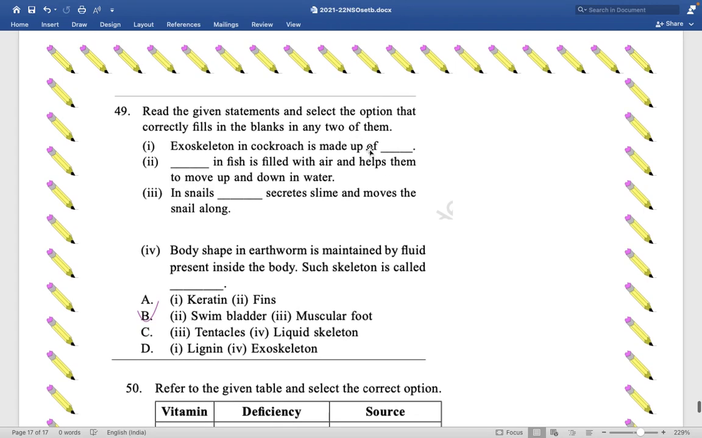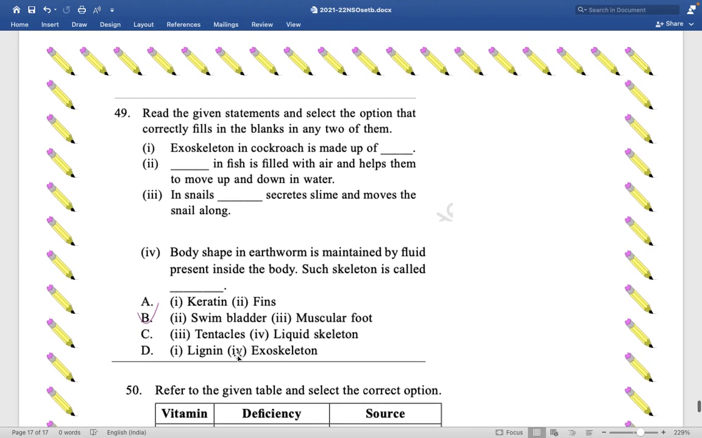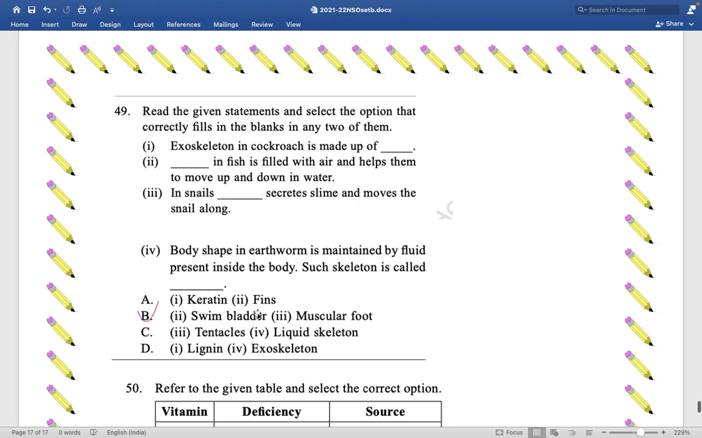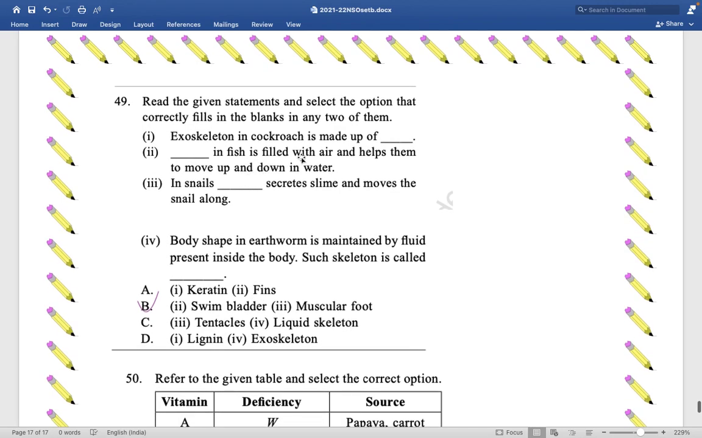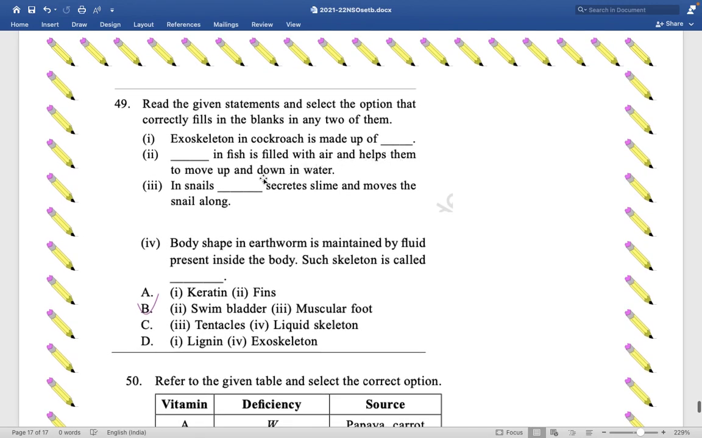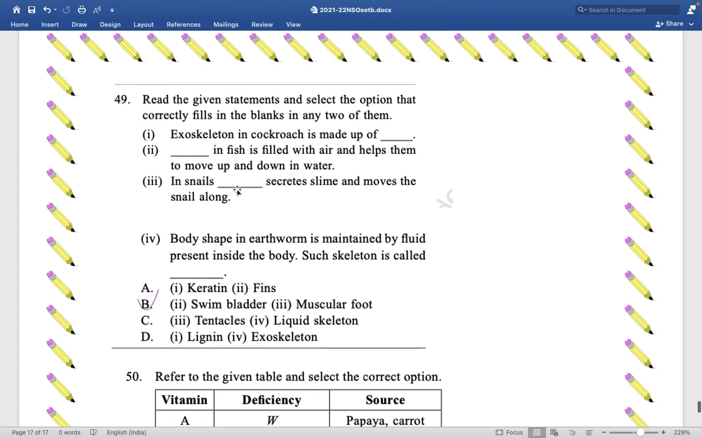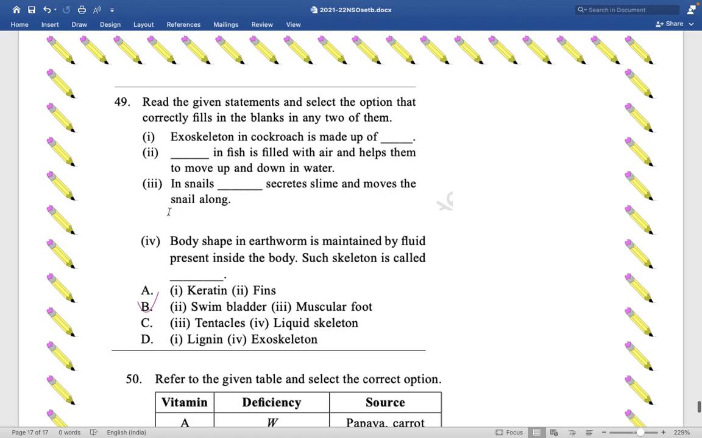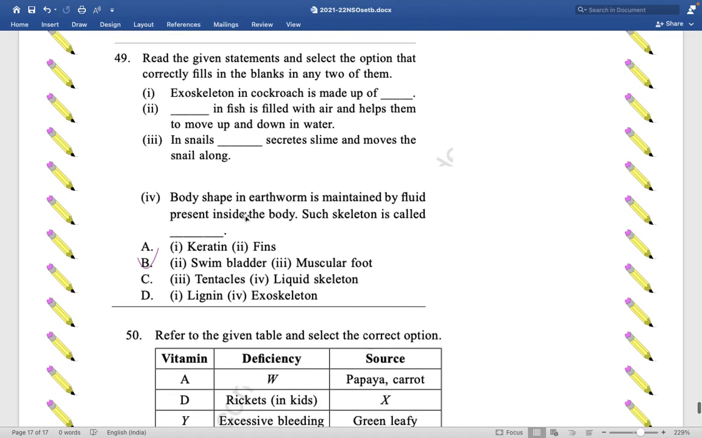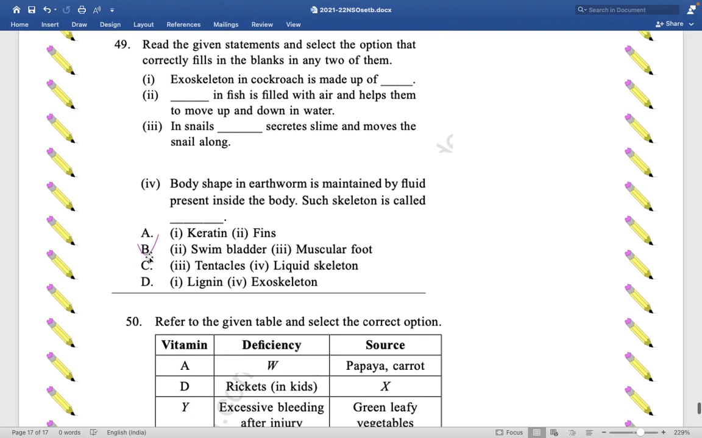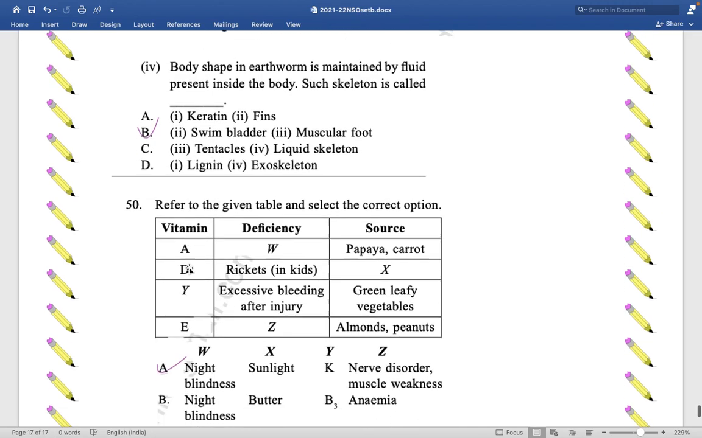The exoskeleton in cockroach is made up of lignin. The swim bladder in fish is filled with air and it helps them move up and down in water. In snails, the muscular foot secretes slime and moves the snail along. Body shape of an earthworm is maintained by fluid present in the body. Such skeleton is called liquid skeleton. So B is the correct answer.